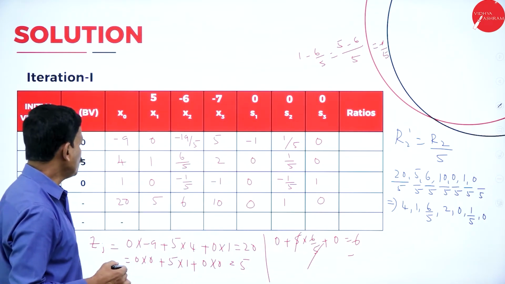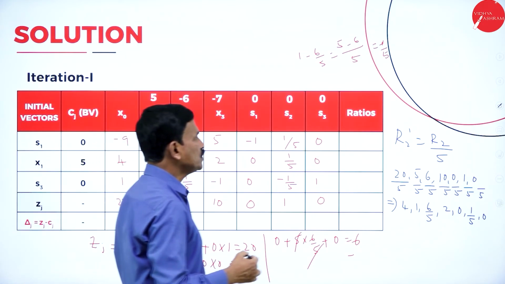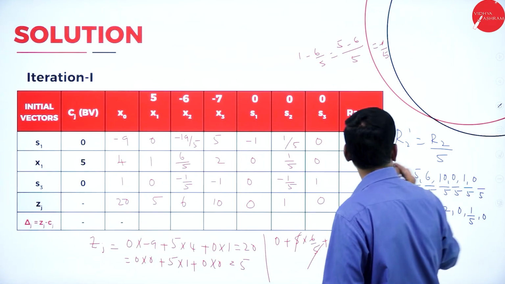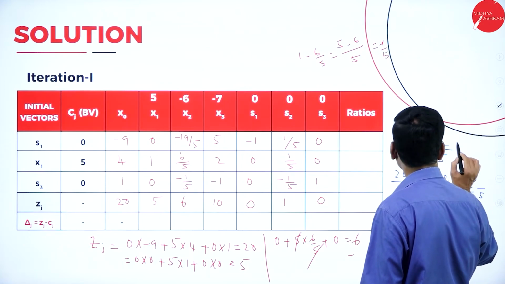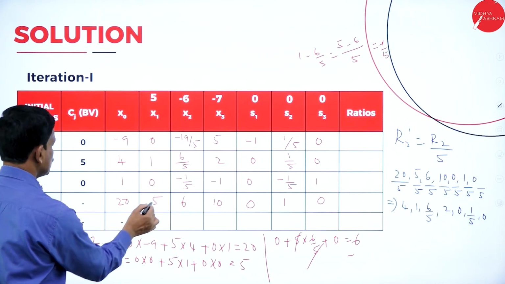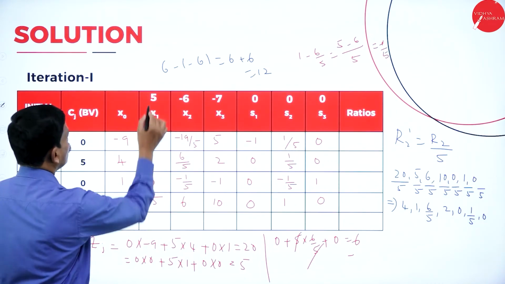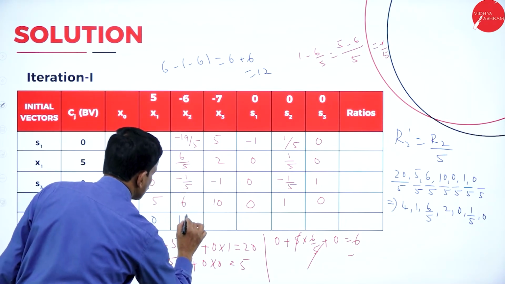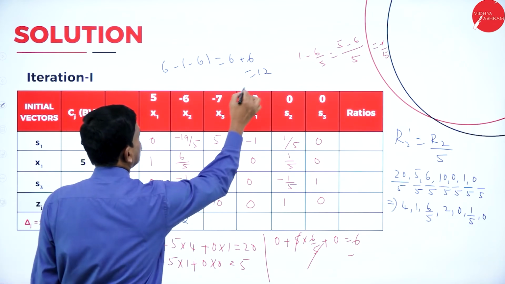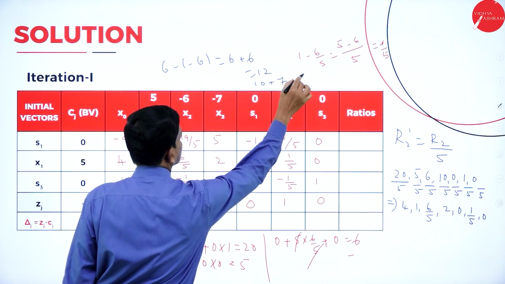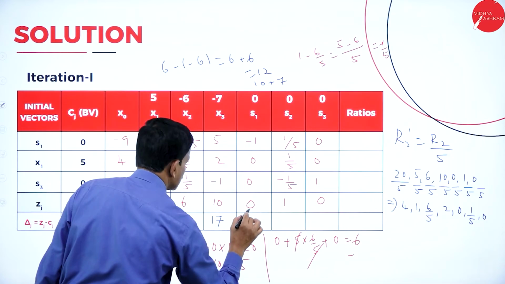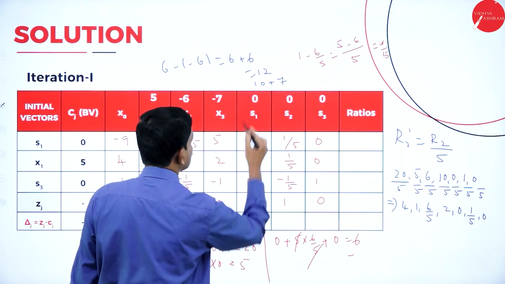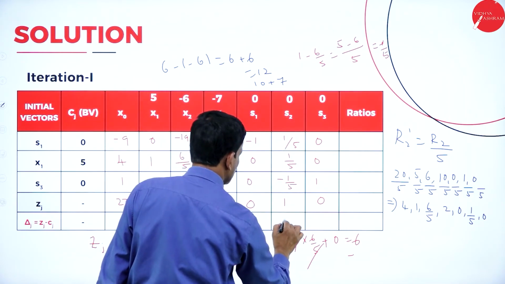Okay. Now find out the value of delta j. Delta j is equal to zj minus cj. So what is zj minus cj? This is zj minus cj. 5 minus 5 is 0. 6 minus into minus plus, this is 12. Again 10 minus of minus c is plus 7. 10 plus 7 is 17. 0 minus 0 is 0. 1 minus 0 is 1.